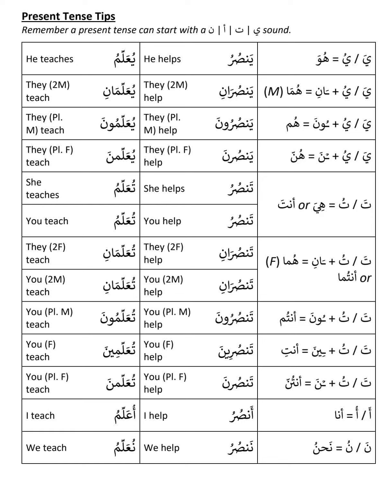And the same way, if you see ya or yu starting and ending with una, like yansuruna or yuallimuna, that means they, the plural. So how to translate yansuruna? They help. And yuallimuna, they teach. Okay, so una with the ya or yu sound. The same way, ya and yu sound with unna.